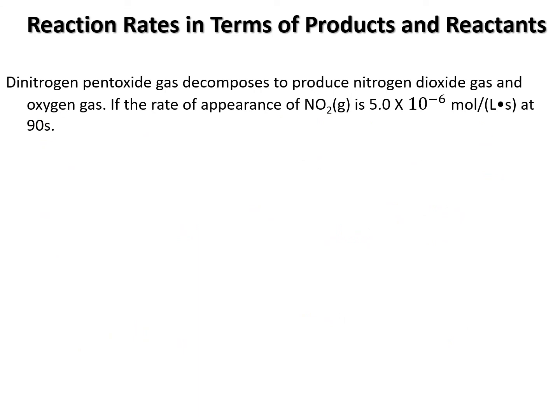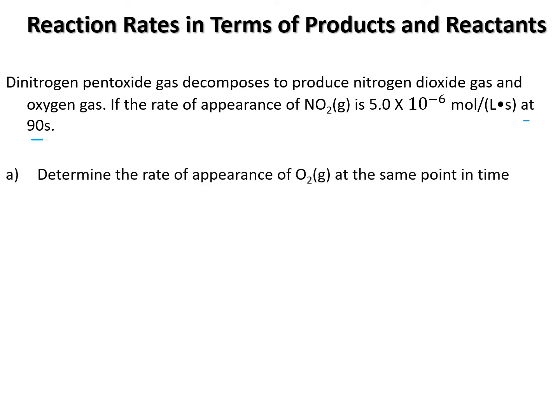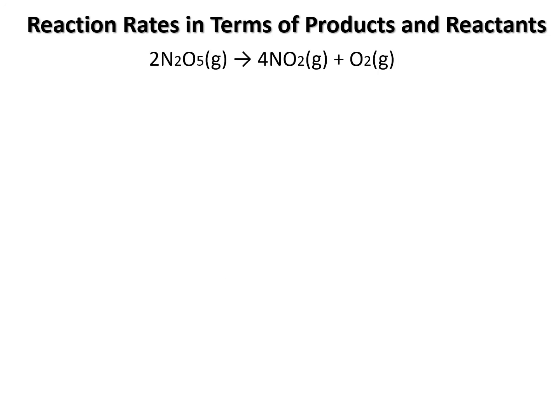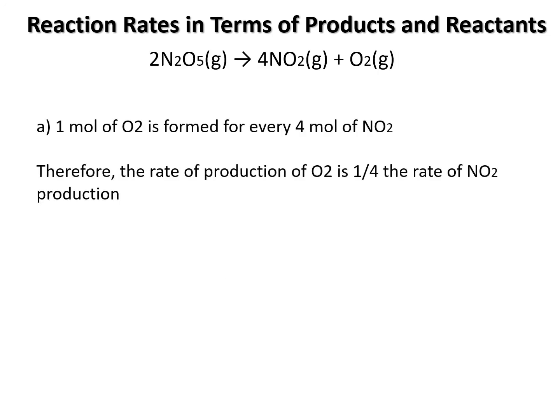Okay, so here's finally a question based on the same equation, and it is saying at 90 seconds. Now the 90 seconds is kind of redundant information because we're just looking at the rates at that 90 seconds. Firstly, we want to determine the rate of the appearance of O2, and we want to determine the rate of disappearance of the N2O5. So we can use those rates that we just came up with in the previous question. There's our balanced equation. Move that to the top. So 1:4 is our ratio, and that's what we're going to use when we come up with this rate.